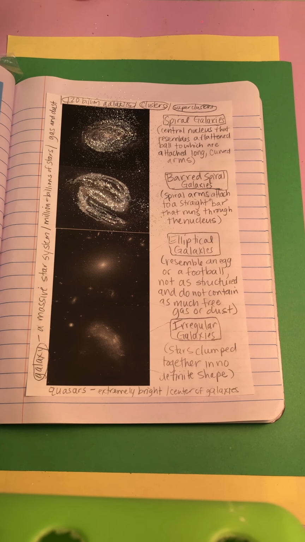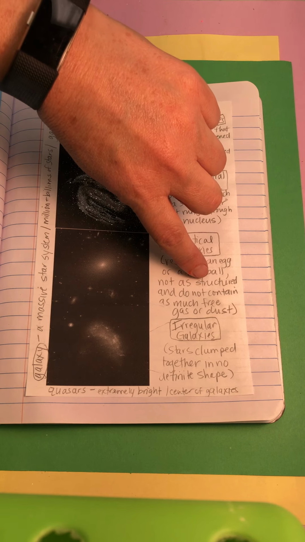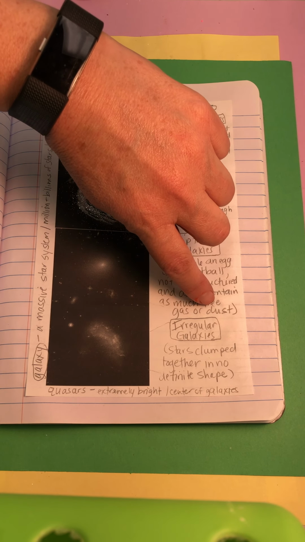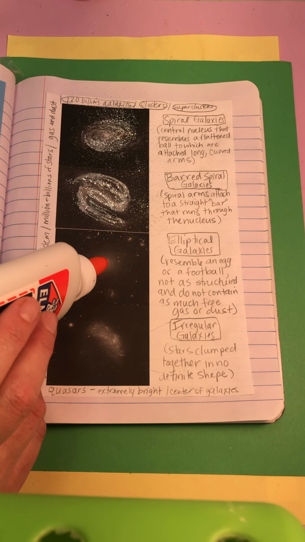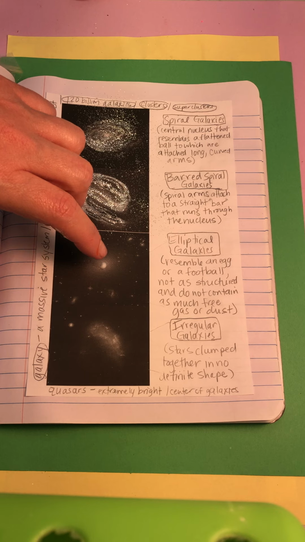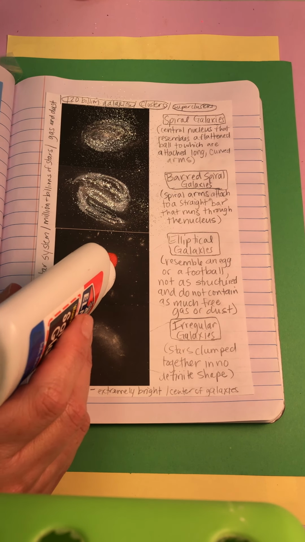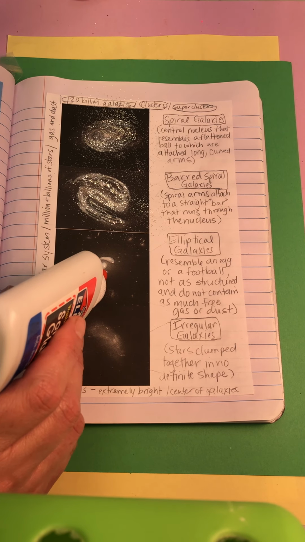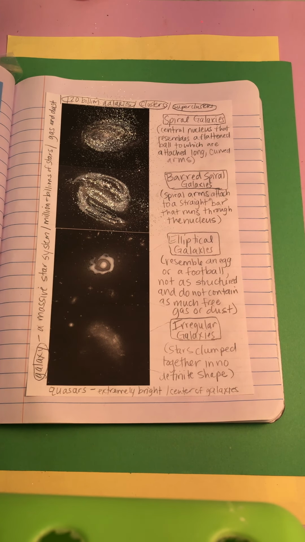And then the elliptical galaxy, that would be still a grouping of stars, but they say it resembles an egg or a football. Not as structured, and it does not contain as much free gas and dust like some of the other galaxies. So I'm going to put a little dot in the middle. That's going to be the center of my egg. Think of an egg and its yolk, and I'm frying my egg here, and then this will be just like around it, a little haze of stars.